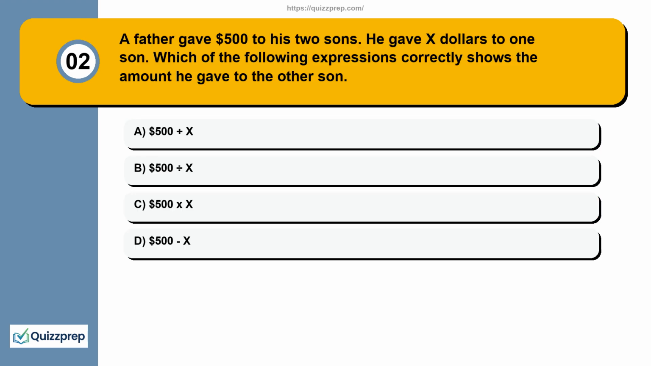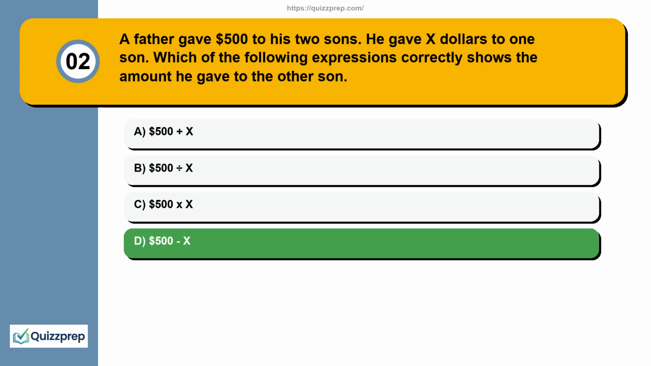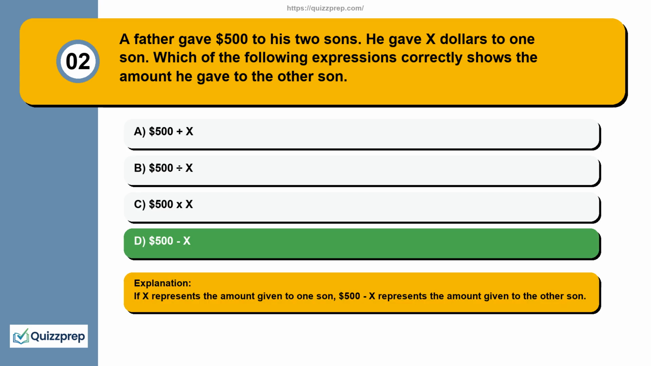Question 2. A father gave $500 to his two sons. He gave X dollars to one son. Which of the following expressions correctly shows the amount he gave to the other son? $500 plus X, $500 divided by X, $500 times X, $500 minus X. If X represents the amount given to one son, $500 minus X represents the amount given to the other son.